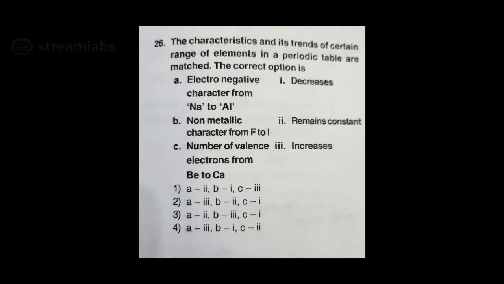And when you look at the number of valence electrons from beryllium to calcium, they are in the same group. Okay, that too second group. And you all know that all the first group elements have one valency, right? The 13th group have three valency. All 14th group has four valency. The valence in the second group remains constant. That is, fourth option is the right answer.